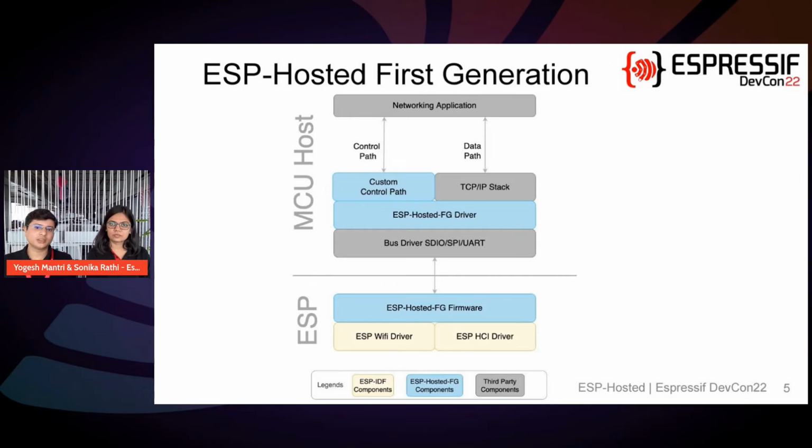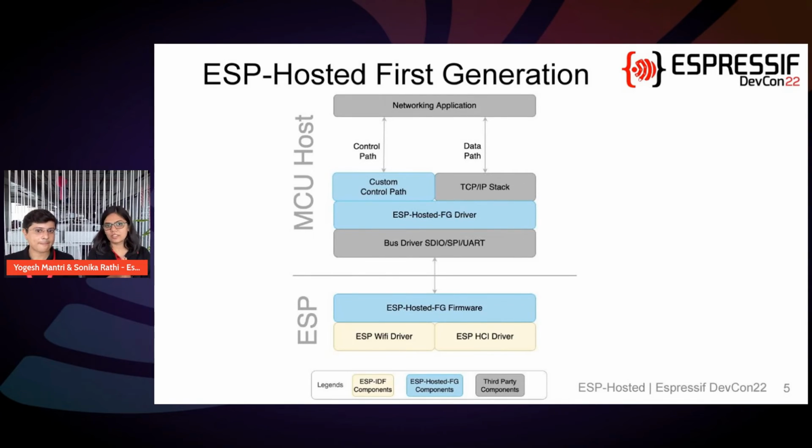Once this control path is done, for the data path, on the right side, you can see the networking application can push some data or any throughput. It will go through the TCP/IP stack. Again, the same path, it will translate to the ESP-IDF components and push the data back and forth. So I hope this is clear and understood properly.